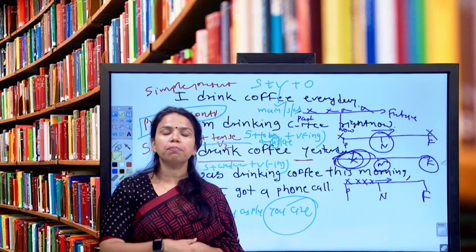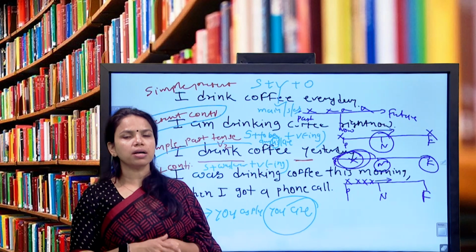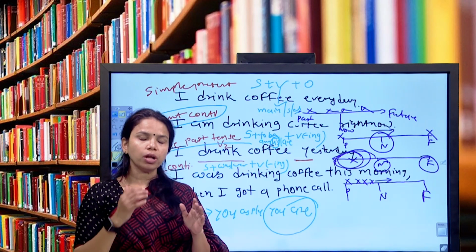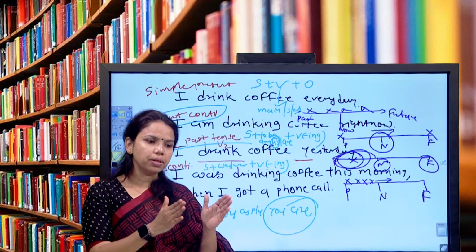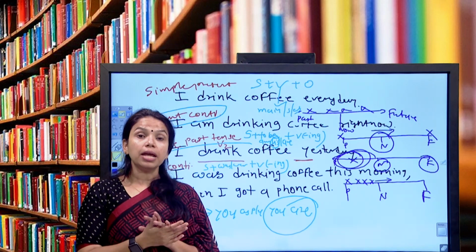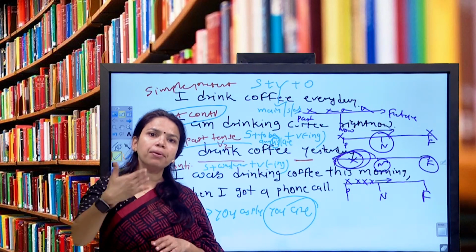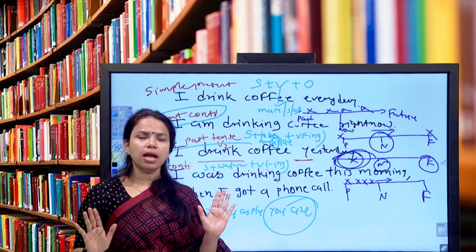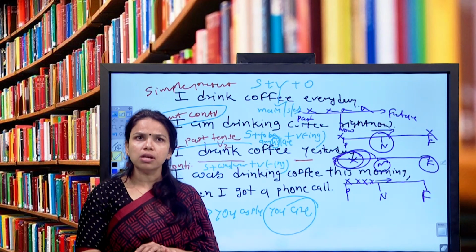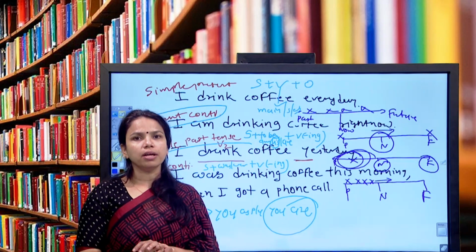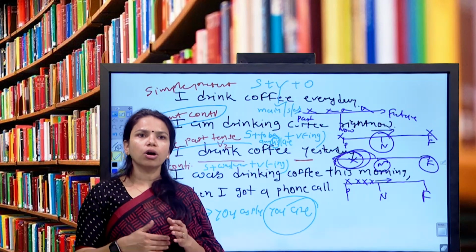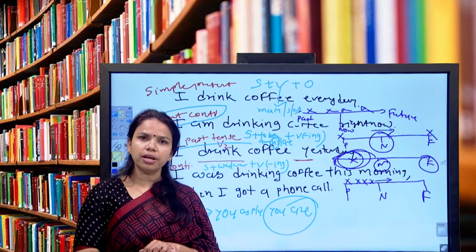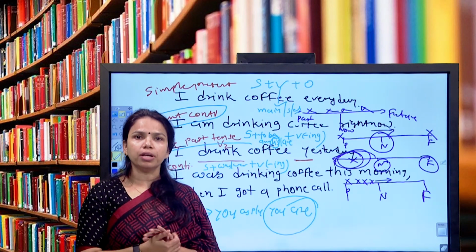If it is simple past tense, in simple past tense what do you normally have to do? In simple past tense, the action happened in the past, it is finished. Yesterday I bought a new dress. Yesterday I got a mobile. Yesterday I saw one movie, right?